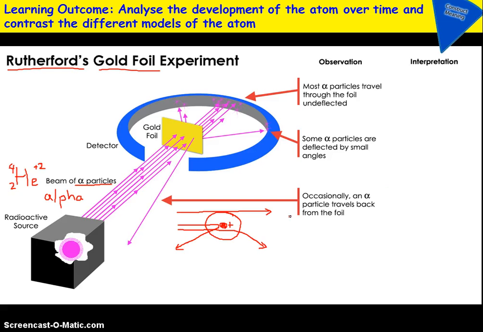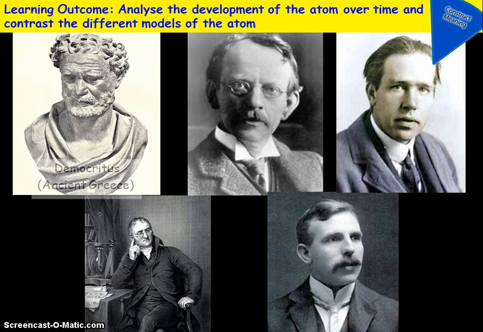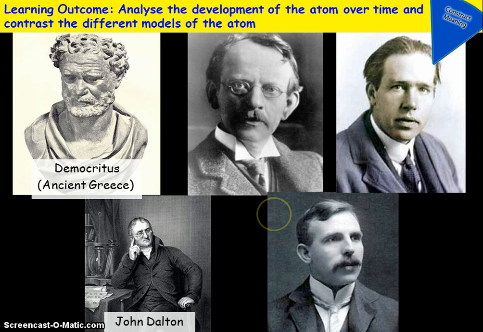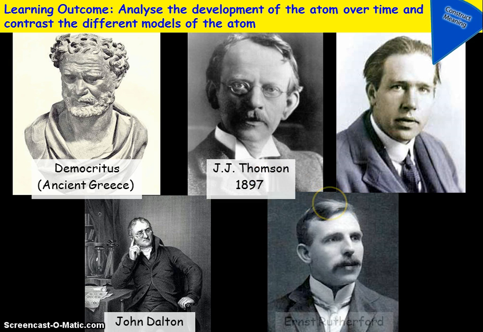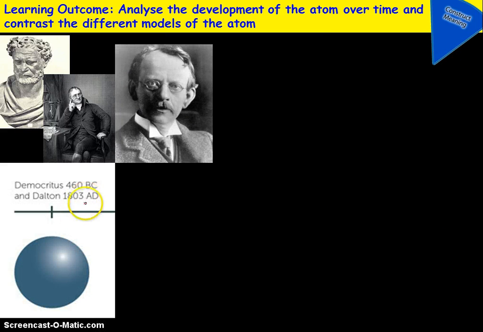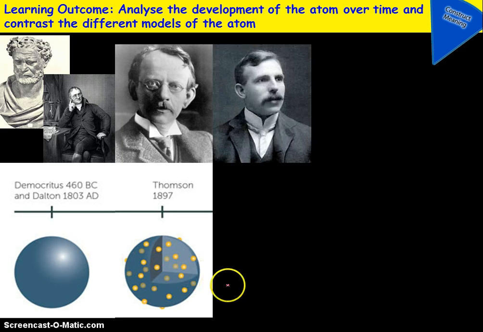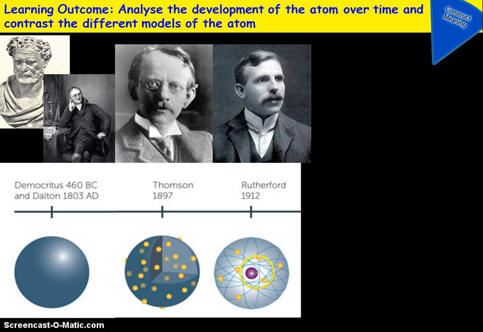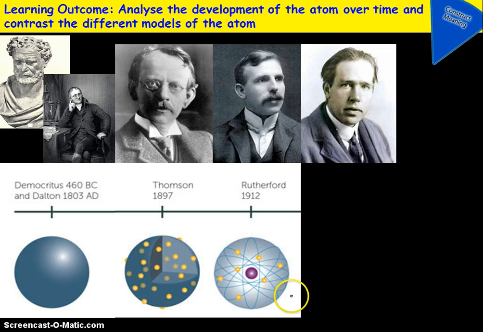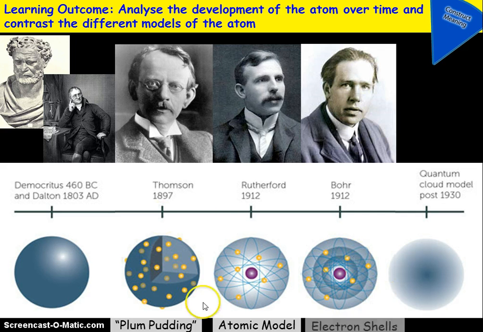So you need to understand this experiment and the models proposed by our 5 scientists, so Democritus and Dalton, J.J. Thomson, Ernst Rutherford and Niels Bohr. And remember that Dalton and Democritus believed in an uncuttable atom, which is just a hard sphere. Thomson came with the plum pudding model with his negatively charged plums and positive cloud. Rutherford came to the atomic model with the nucleus in the centre and the electrons around the outside. And then lastly, Bohr added the idea of electron shells. You should be able to explain this confidently.